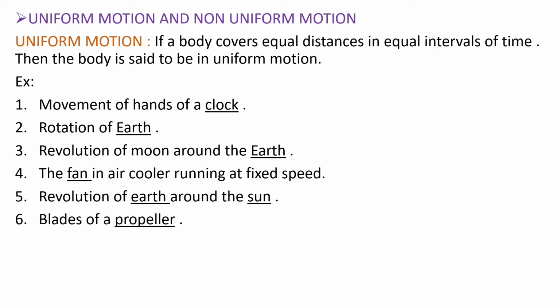Uniform motion and non-uniform motion. Uniform motion. If a body covers equal distances in equal intervals of time, then the body is said to be in uniform motion. Examples of uniform motion: movement of hands of a clock, rotation of earth, revolution of moon around the earth, the fan in an air cooler running at fixed speed, revolution of earth around the sun, blades of a propeller.